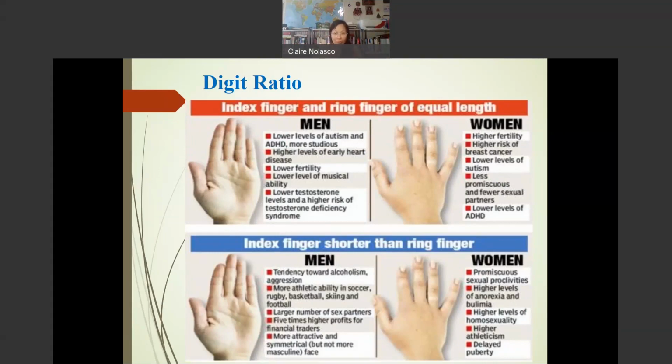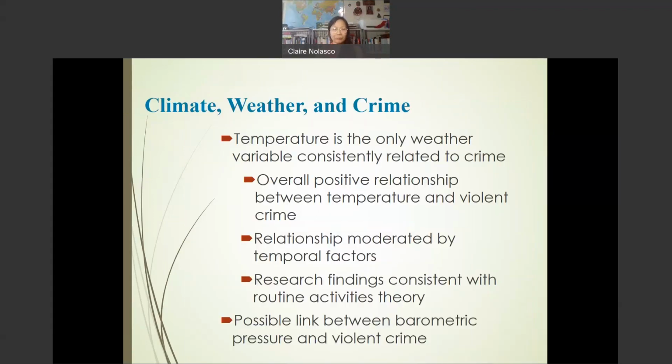Now, if the index finger is shorter than the ring finger, for men, there's a tendency towards alcoholism and aggression, more athletic, larger number of sex partners, 5 times higher profits for financial traders, more attractive and symmetrical, but not more masculine face. So take a look at your ring finger and index finger and see where you fall in this chart.